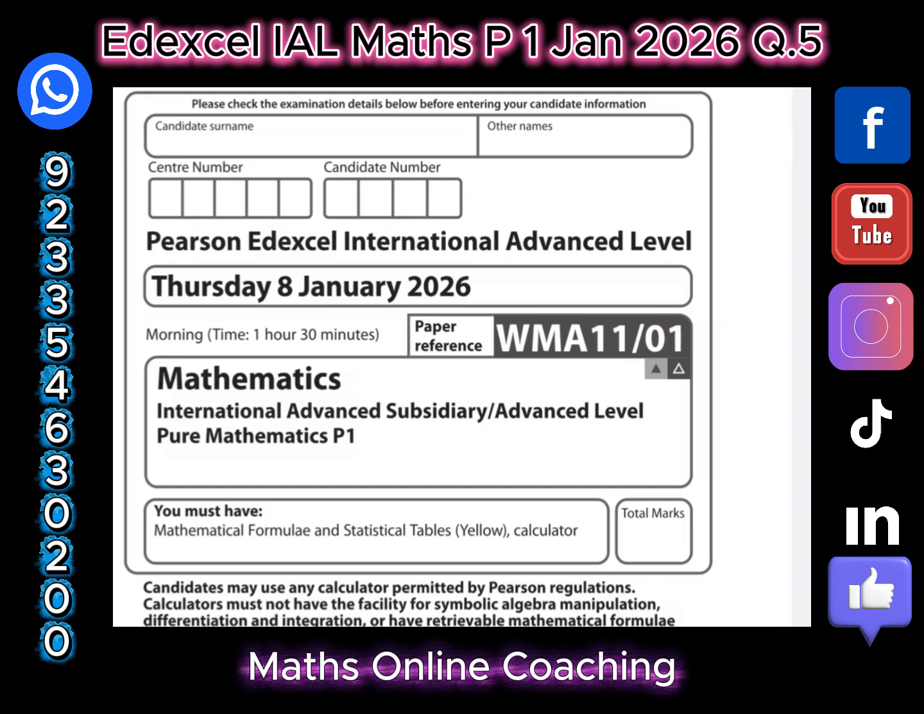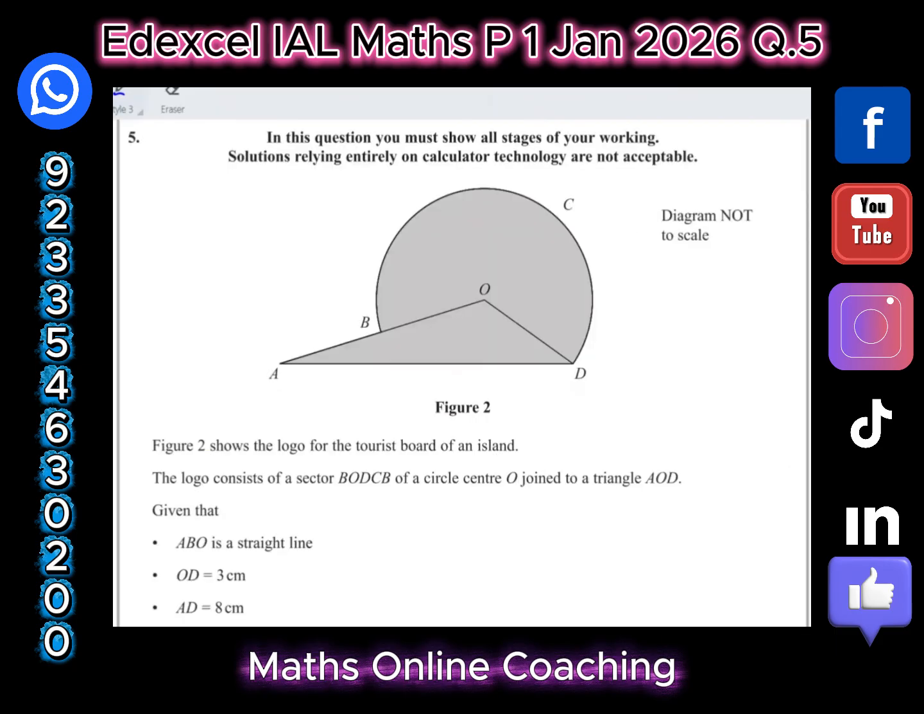Today we are going to solve a question paper of Pearson Edexcel International A-Level Mathematics, Pure Mathematics 1, January 2026, with paper code WMA1101. Question number 5. Figure 2 shows the logo for the terraced board of an island.